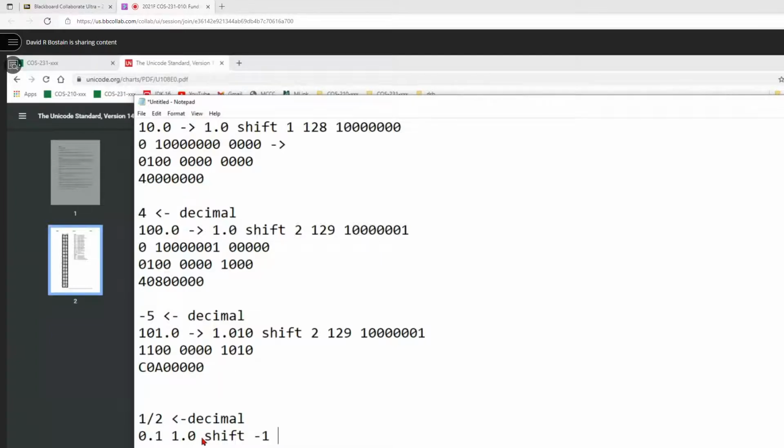Okay, so that means the number is not going to be 127. It's going to be what? 126. Yeah, so it'll be 126.